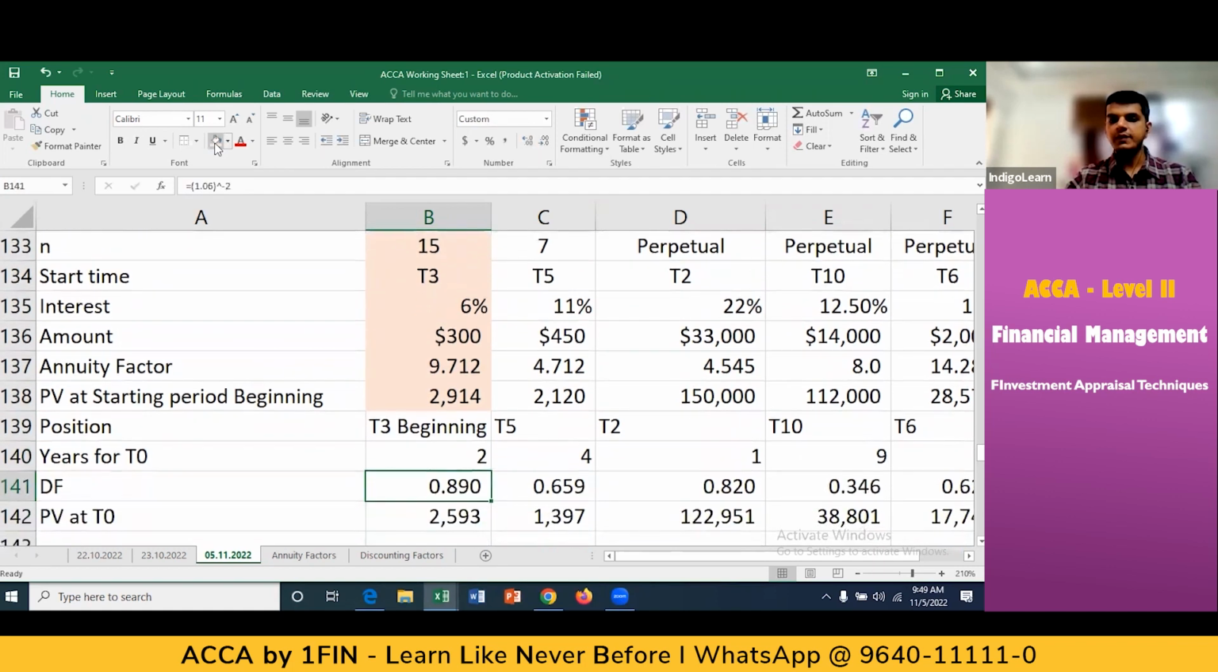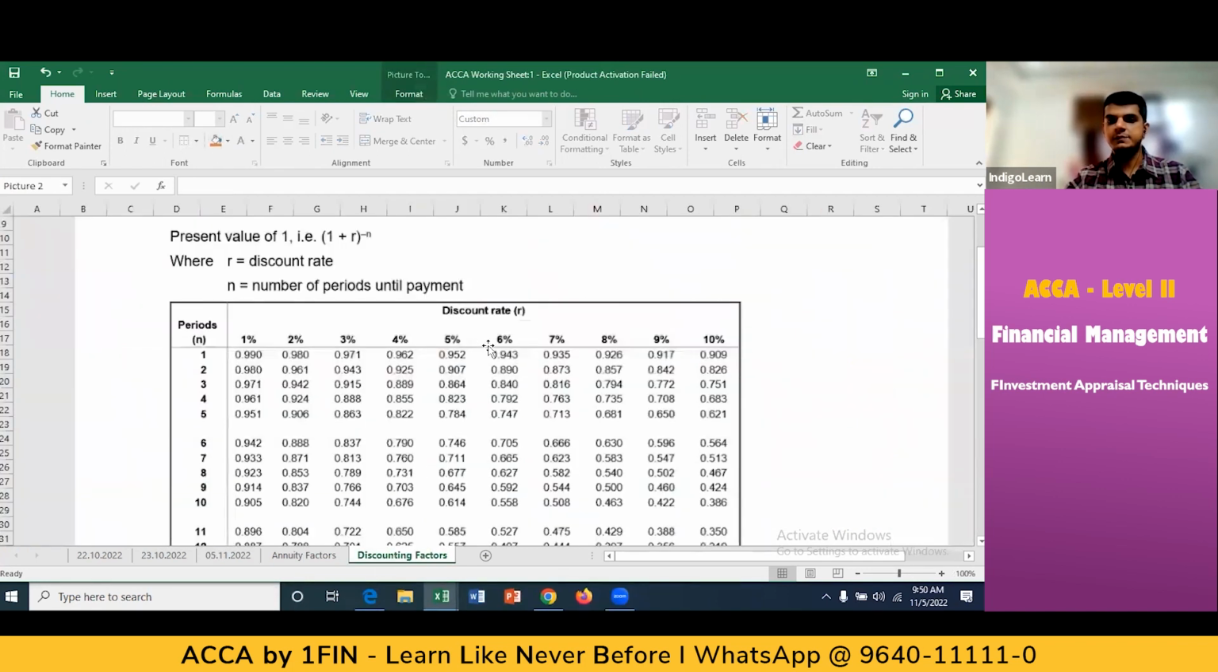Again, the interest rate is 6%. Now we have to calculate the 2 years discounting factor. So the discounting factor for 6%, 2 years is 0.890.